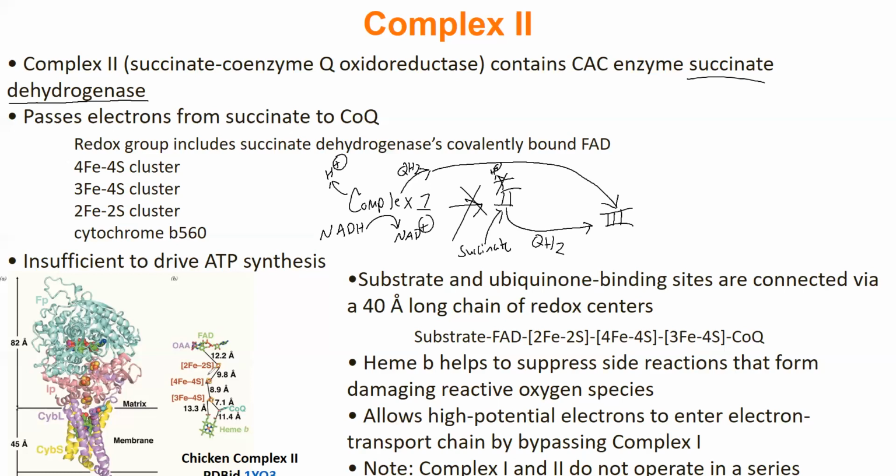And these iron sulfur complexes, same thing as in complex 1. They're there to safely move these electrons around to keep them within the complex so they don't leave the actual protein. So that's our little chain here to coenzyme Q and to become QH2.